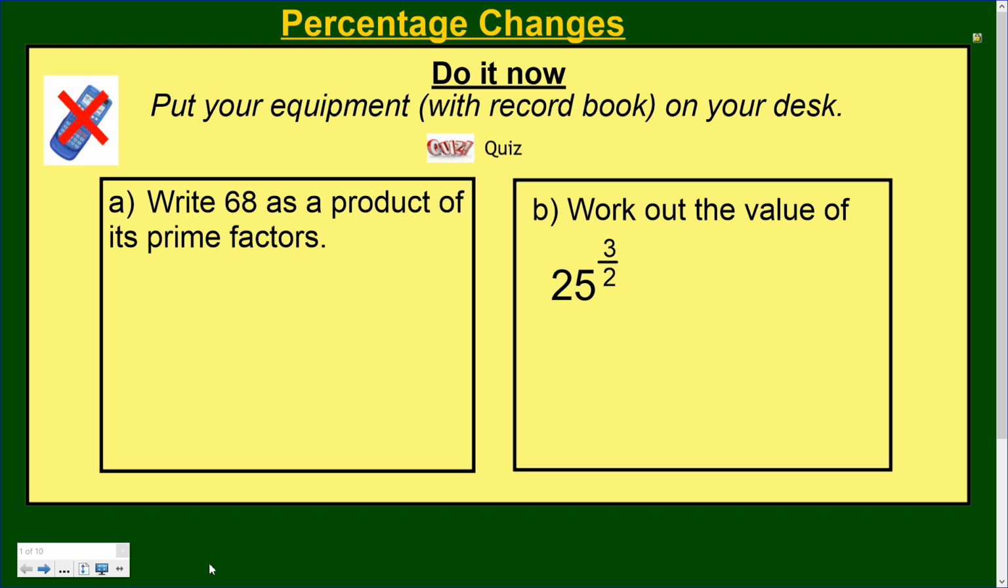So to begin with, a couple of questions on the Do It Now task. I'm just going to give you a moment there to pause the video and have a go at those two questions.